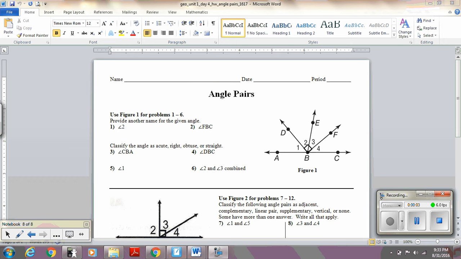Unit 1, Day 4, Angle Pairs Tutorial. I will work with you on the odd problems.